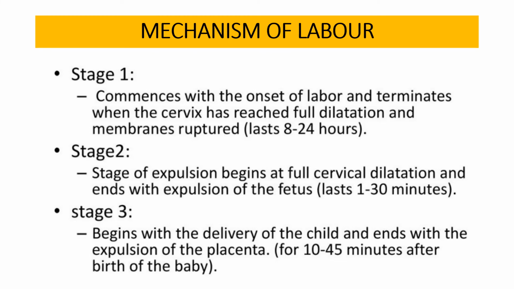Now, labor has three stages. Stage 1 commences with the onset of labor and terminates when the cervix has fully dilated and the membrane has ruptured. This can take about 8 to 24 hours. Stage 2 is the stage of expulsion, which begins at full cervical dilatation and ends with the expulsion of the fetus, and this stage lasts from 1 to 30 minutes. And finally, stage 3 begins with the delivery of the child and ends with the expulsion of the placenta, and this can take about 10 to 45 minutes after the birth of the baby. Okay?